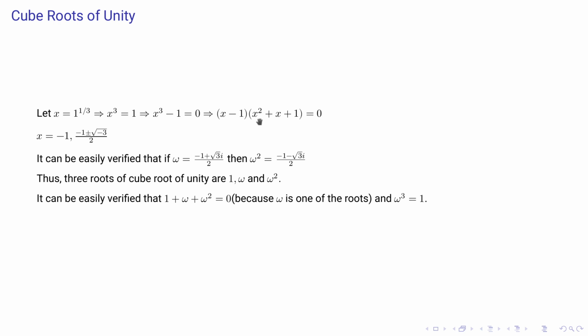Now if you substitute omega over here, it becomes 1 plus omega plus omega square, so it is equal to 0. Now also if you substitute here, x is equal to omega, then omega cube is equal to 1, which is the other property of cube root of unity. If you actually sum these, you will find that it is equal to 0. And if you actually multiply this, then product will be 1.